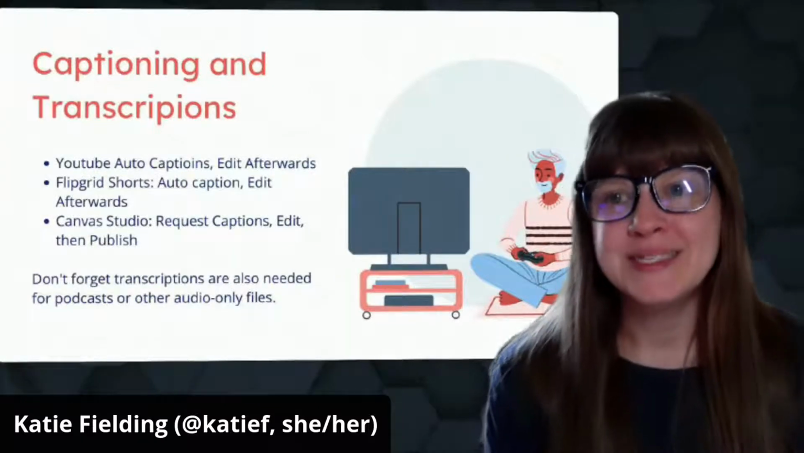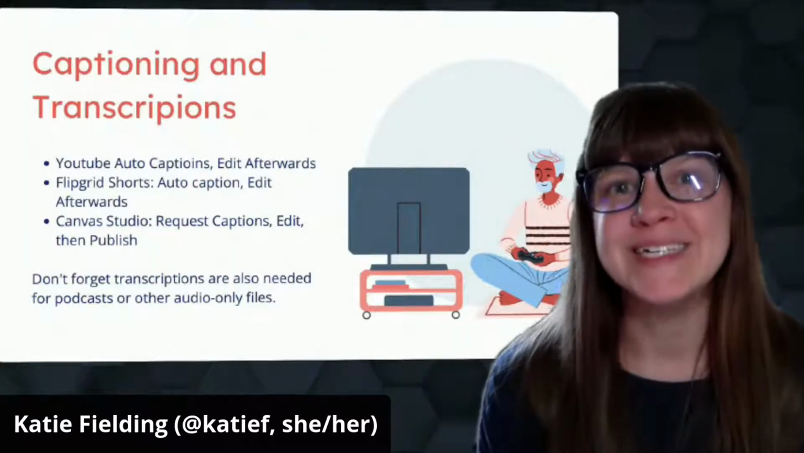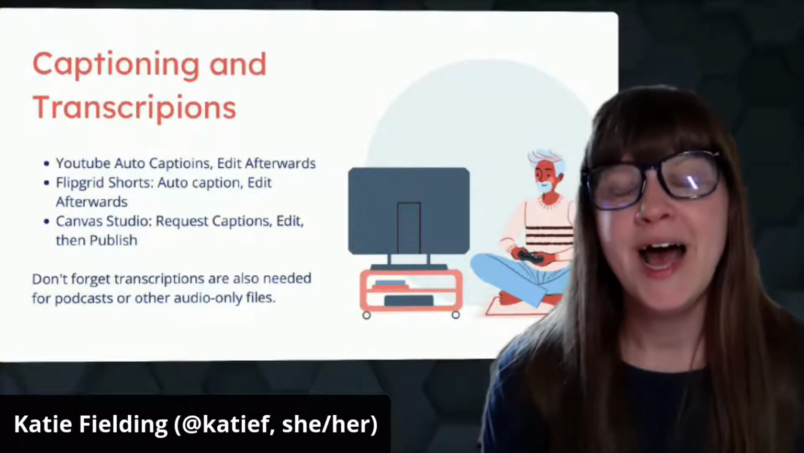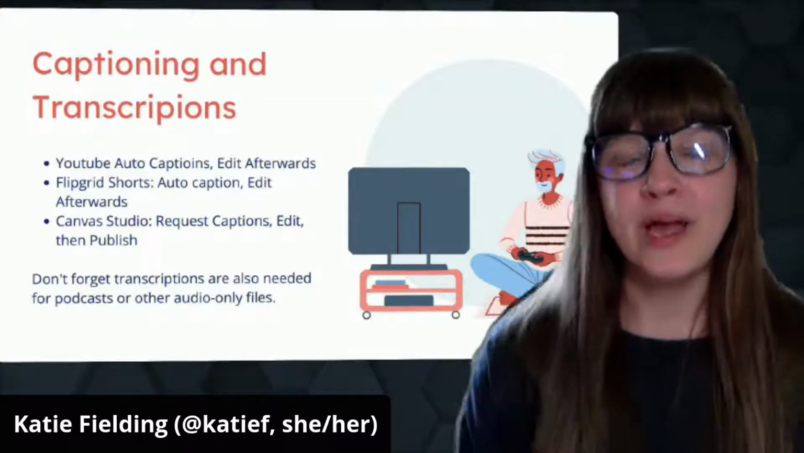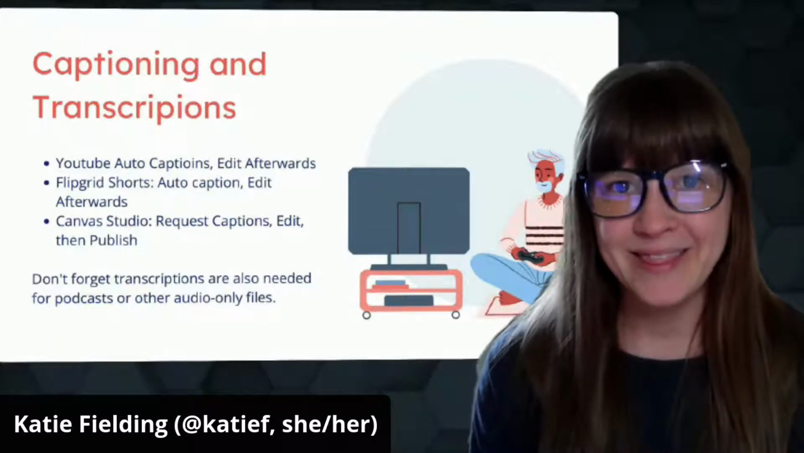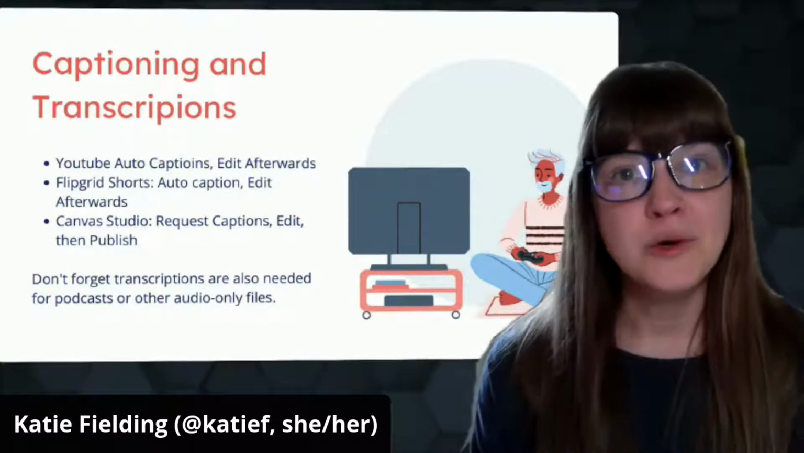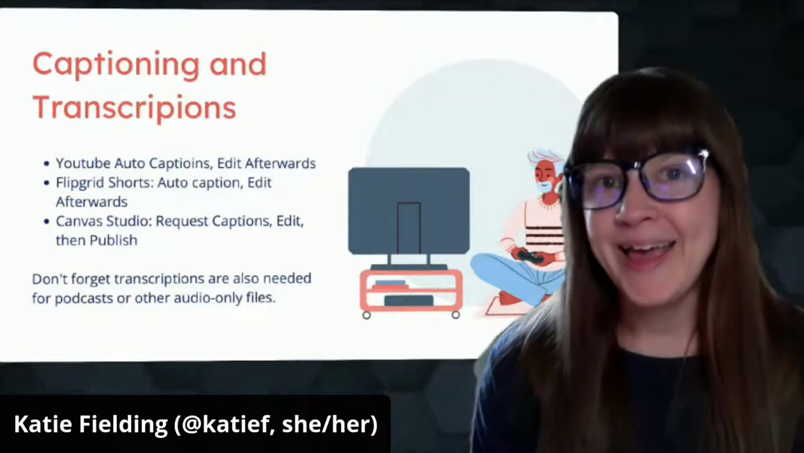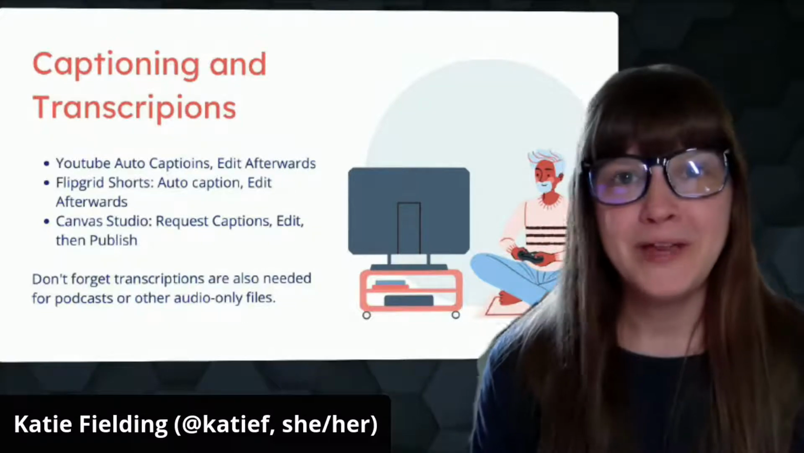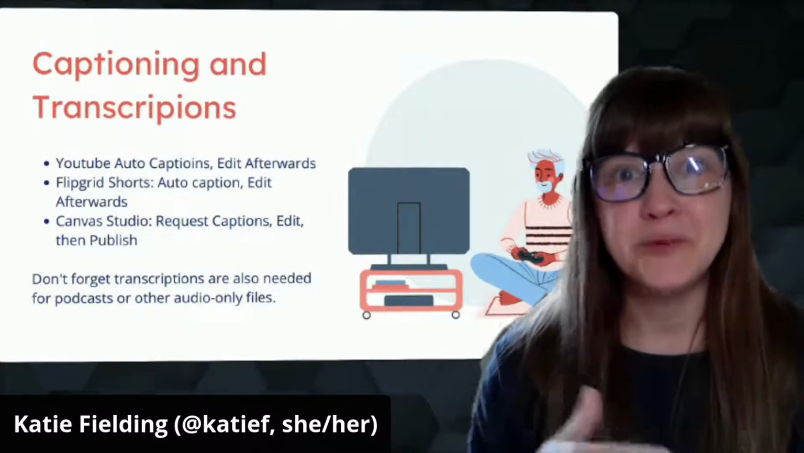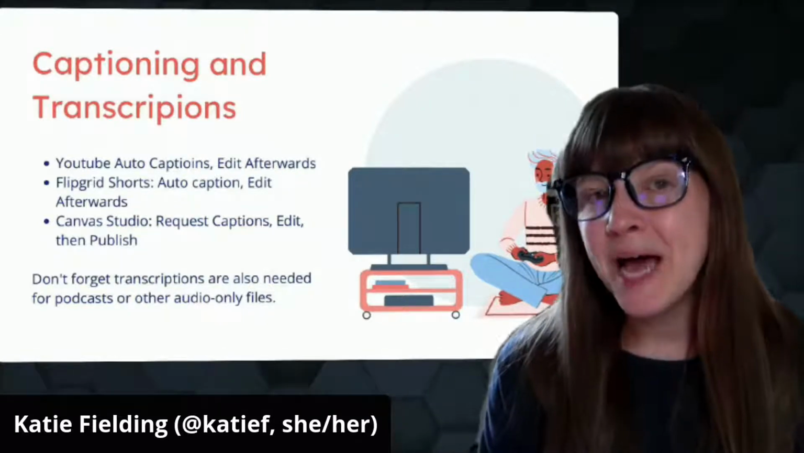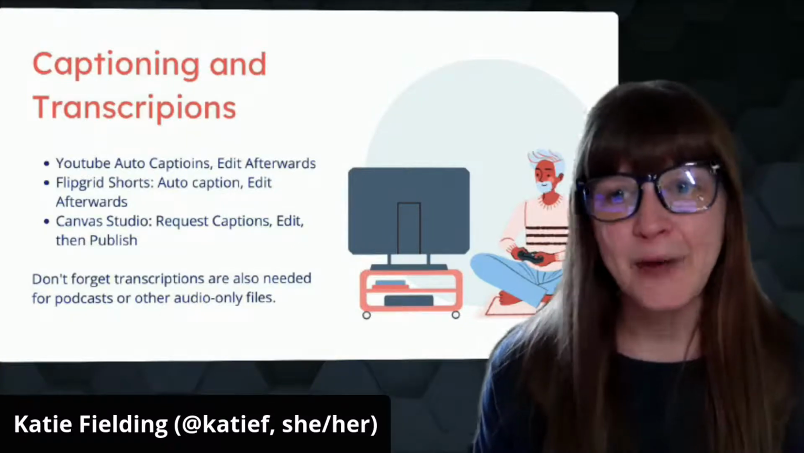Captions and transcripts. So these are very important. Whenever you're putting a video, you want to make sure that there are captions included. If you are creating a video and you upload it to YouTube, they will do automatic captions, but you need to go back and edit them. The same thing in Flipgrid Shorts. If you make your videos there, go back and edit the captions that are automatically created. And the same thing in Canvas Studio. If you upload a video, before you publish it, go back and do that review phase and actually look at it to make sure the captions are accurate. You'd be surprised at sometimes the words that come out that you didn't actually say.